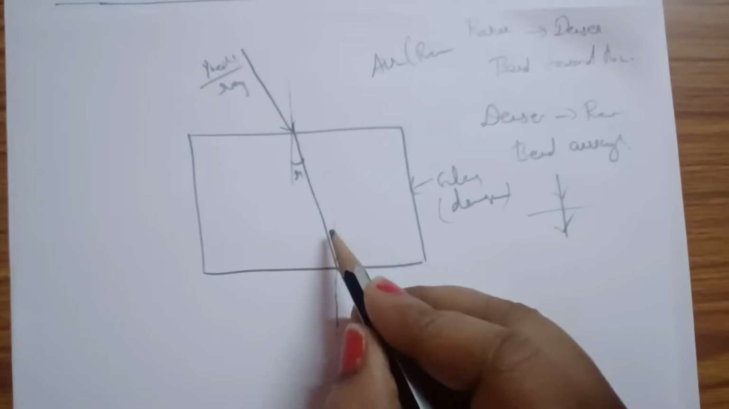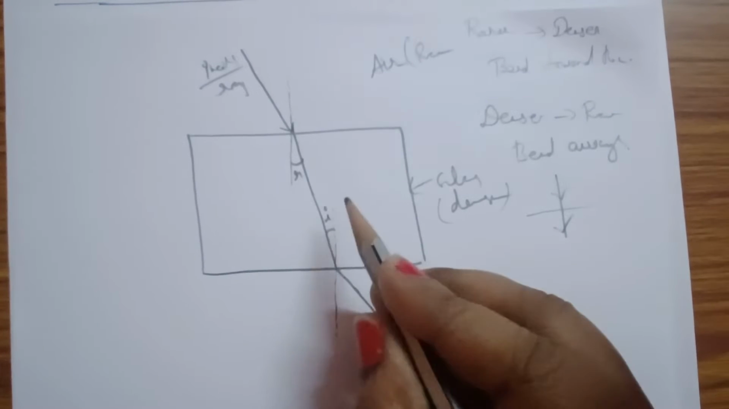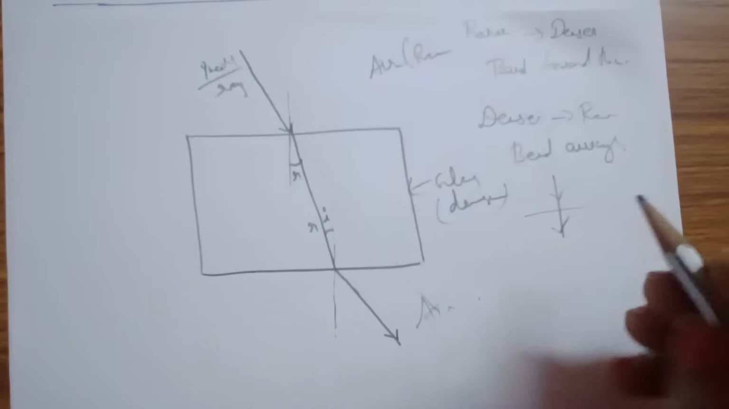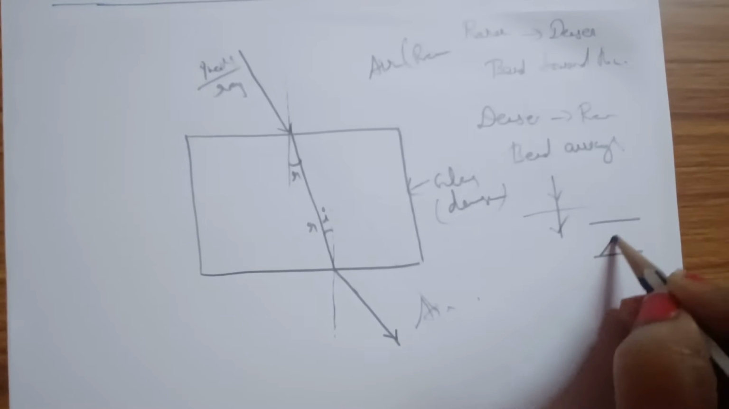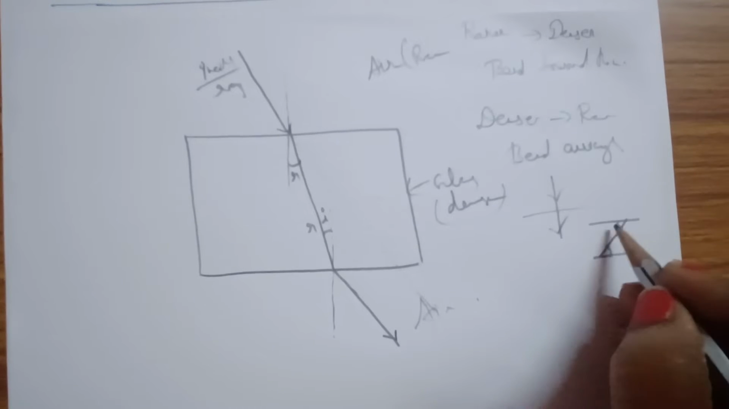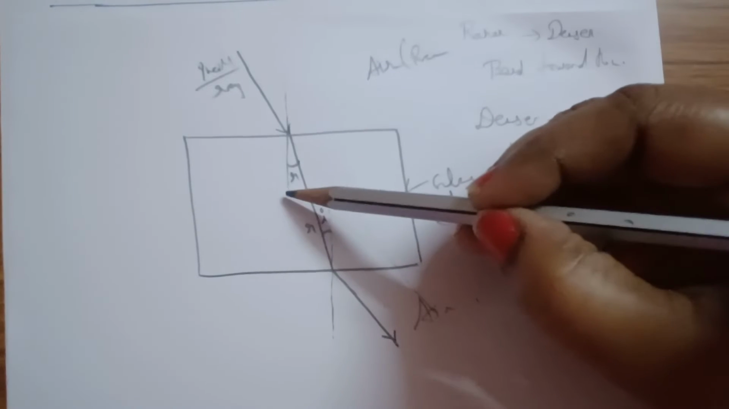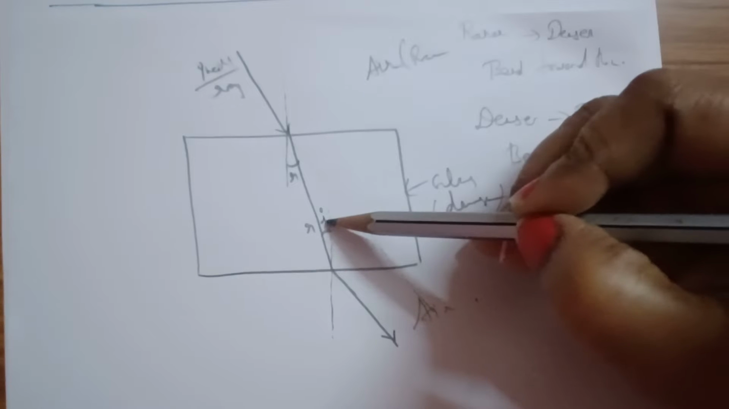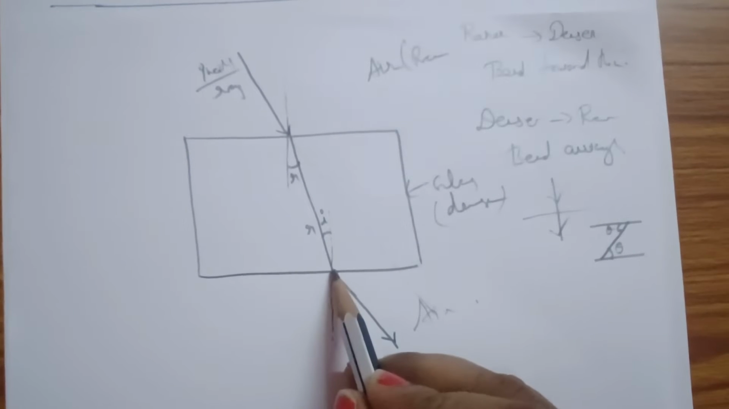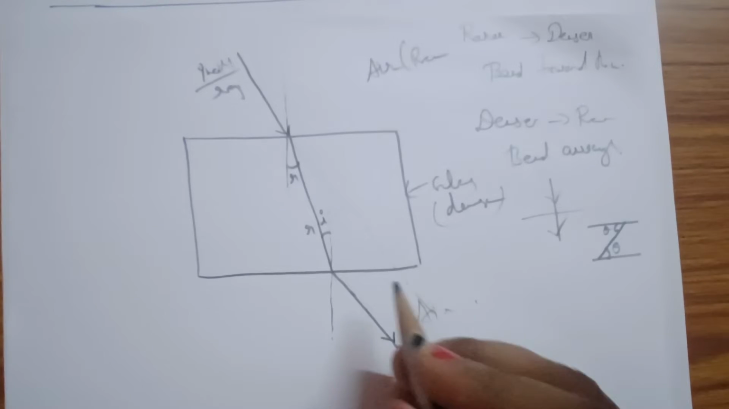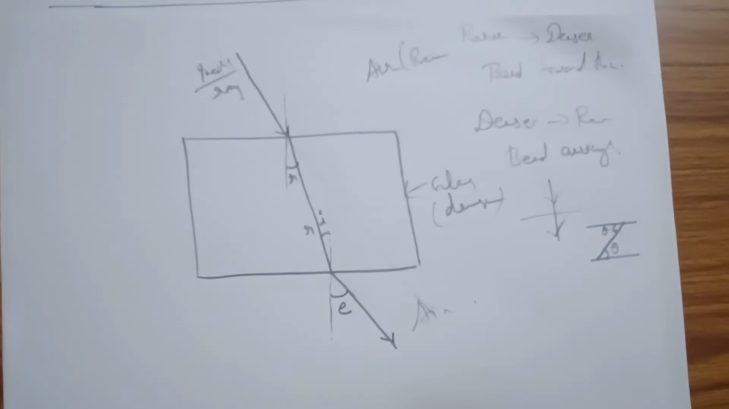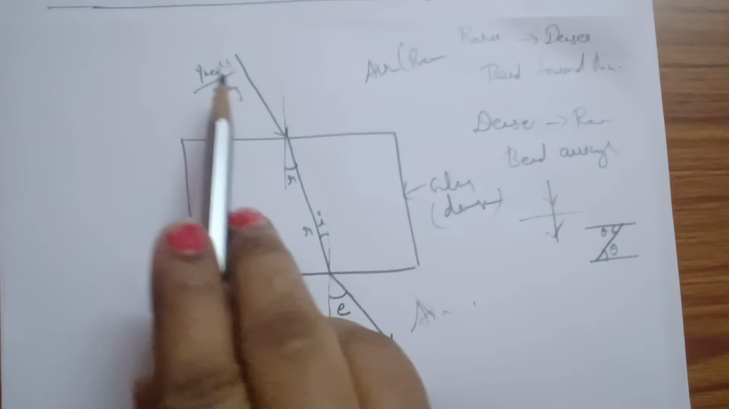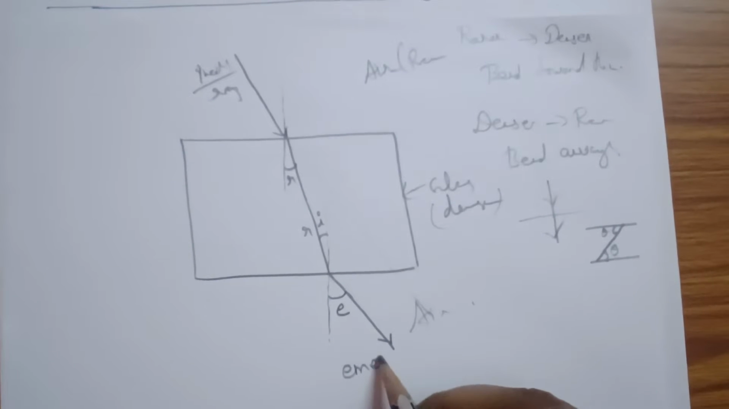This is the incident ray, but here angle i equals angle r. Why? Because these two lines are parallel lines, and for parallel lines the alternate interior angles are equal, right? For example, if this is theta, this is theta. Imagine a Z shape. So this r is equal to this i. The ray which emerges out from the glass slab is called the emergent ray. This is the incident ray and this is your emergent ray.